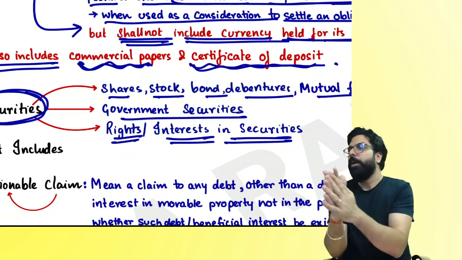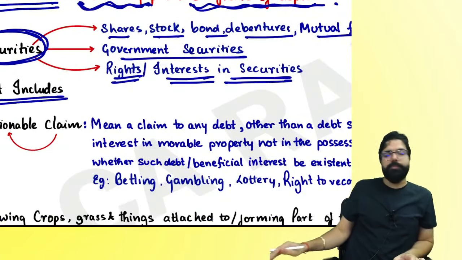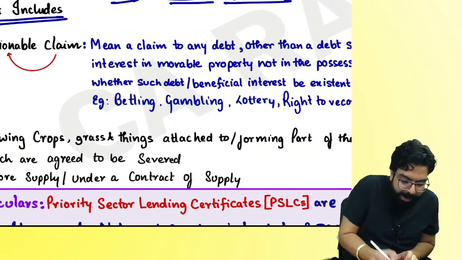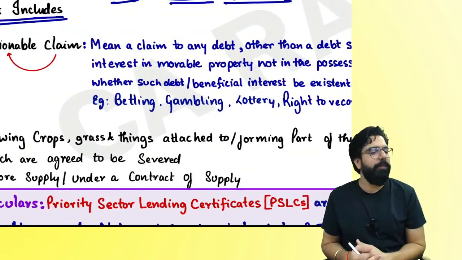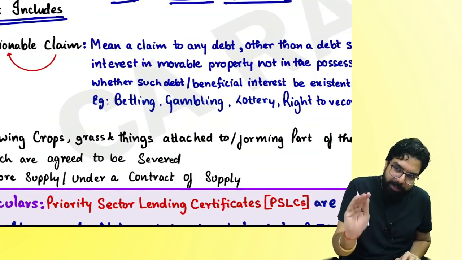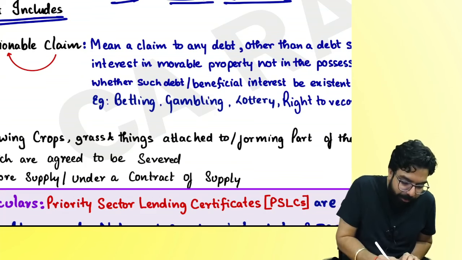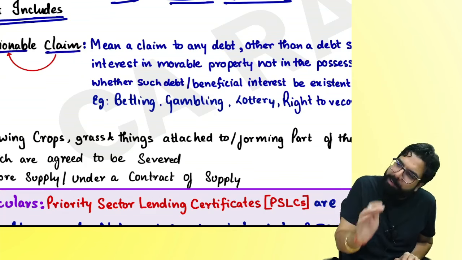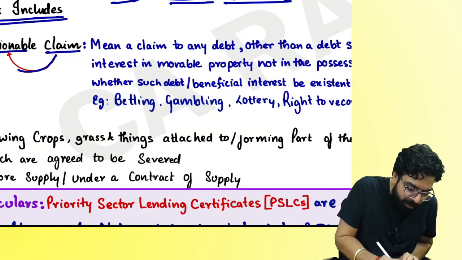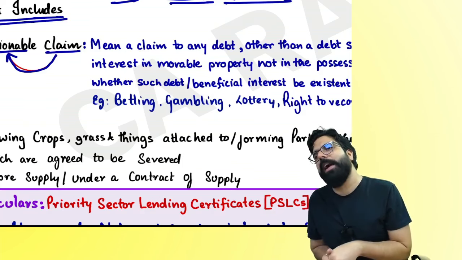Are we clear till here? Now the next one says goods will include actionable claim. Now listen to me very carefully. I'll explain it in simpler terms first and then we'll go to the definition. Everything is in the name only. Actionable claim: a claim for which you can take an action in the court.